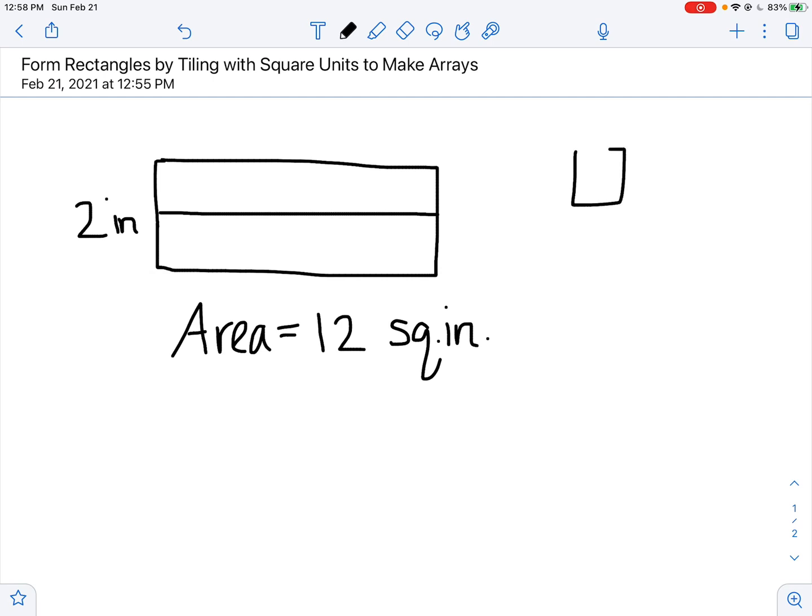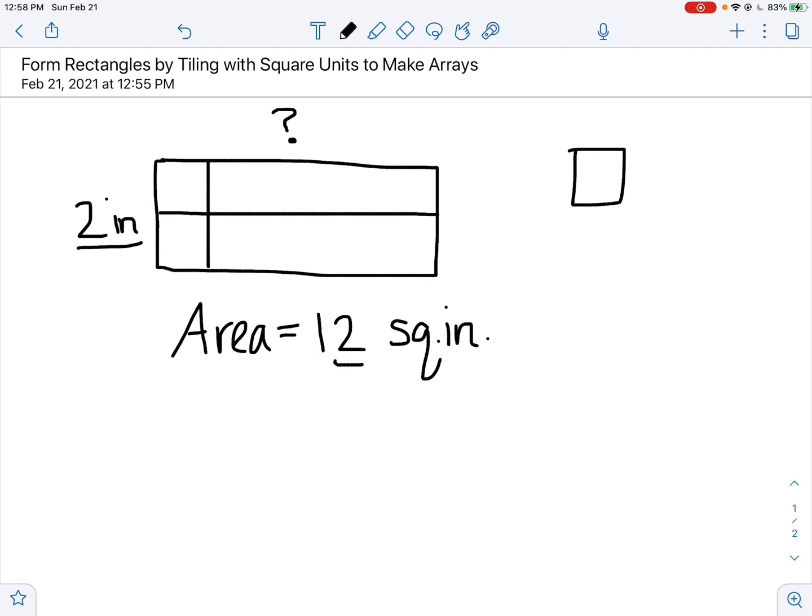That tells me that you're going to use 12 square units, square inches, to fill in that space. And we already know that we're going to start with having 2 of them, right? Because we know that the left side is 2. What we don't know is how many go in each row. We know we need to have 2 rows, and we know we need to have a total of 12 tiles, but how many are going to go in each row?